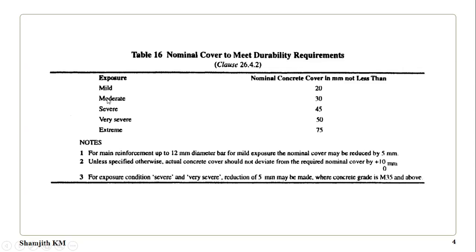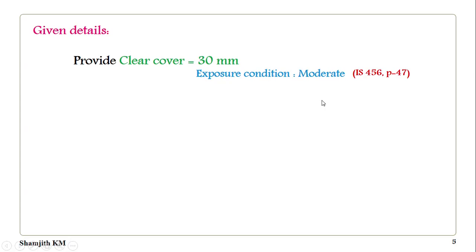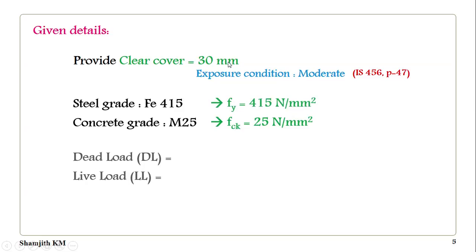We have provided with moderate exposure condition. So, we will be taking 30 mm for this current problem. We will be proceeding with 30 mm. The other data we have provided are the grade of steel, grade of concrete, and also the dead load and live loads.